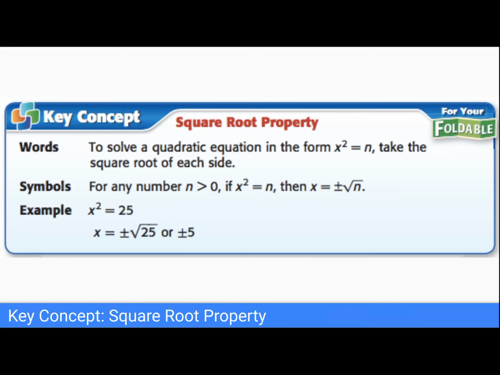This symbol, the plus over the minus, means you will have a positive and a negative answer. So x squared equals 25. If I square root both sides, I get 5. We have to remember that a negative times a negative gives you a positive, so that's why your x could either be a positive 5 or a negative 5 because of those integer rules. This is the square root property.